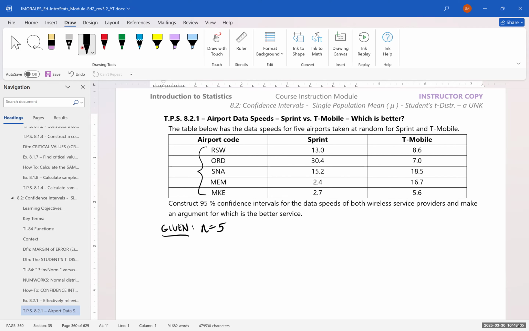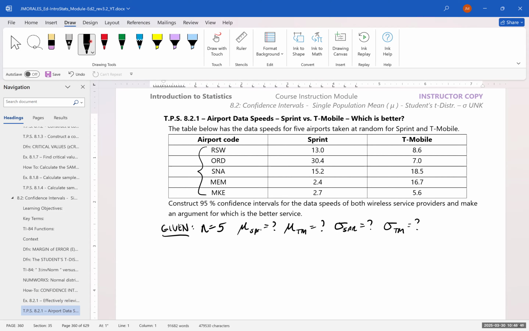Let's see here. We don't know anything about the population mean airport speed for Sprint. We also don't know the mean airport speed for T-Mobile. What else do we not know? We don't know what the standard deviation is for Sprint and T-Mobile.